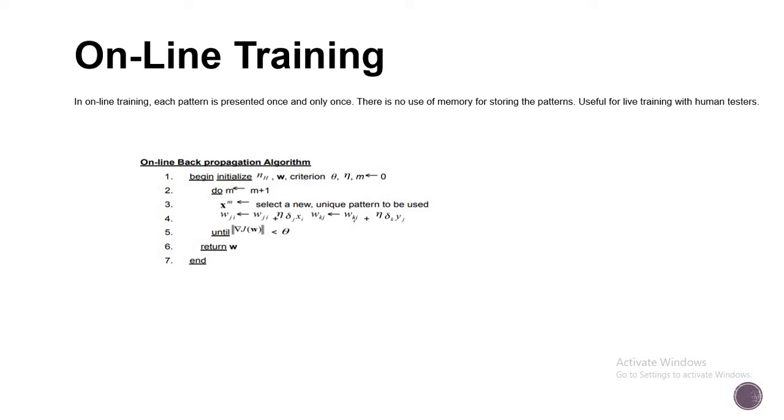Online training: each pattern is presented once and only once. There is no use of memory for storing the patterns. It is useful for live training with a human tester. It is an algorithm the same as the stochastic training with some several step differences.